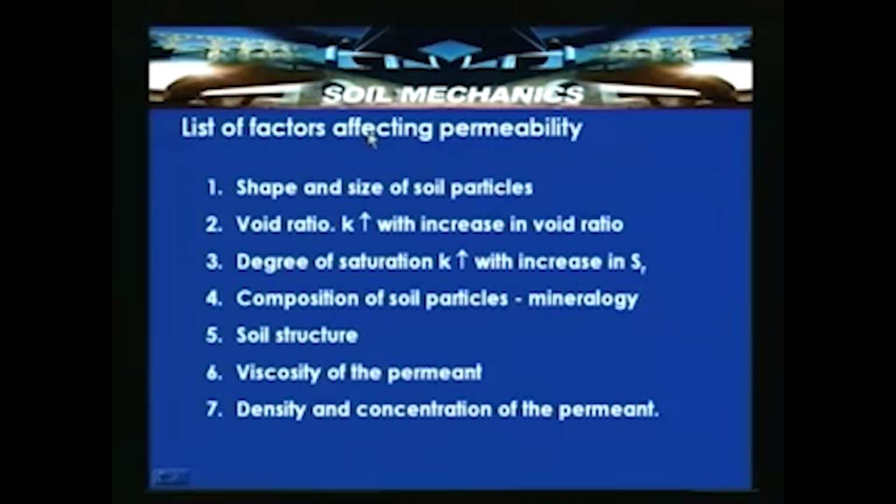So, the list of factors affecting permeability can be listed like this: the shape and size of the soil particles, and void ratio. As void ratio increases, the k value increases. That means soil with higher void ratios can have higher permeability. Degree of saturation: k increases with an increase in saturation. In partially saturated soil, because of the entrapped air within the voids, permeability can be low.